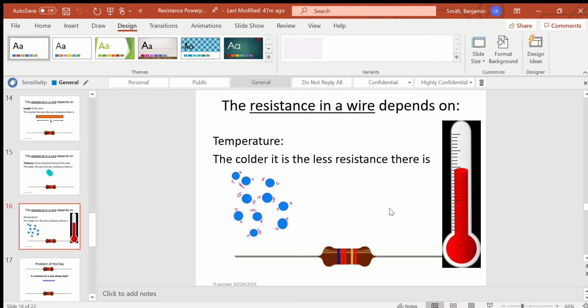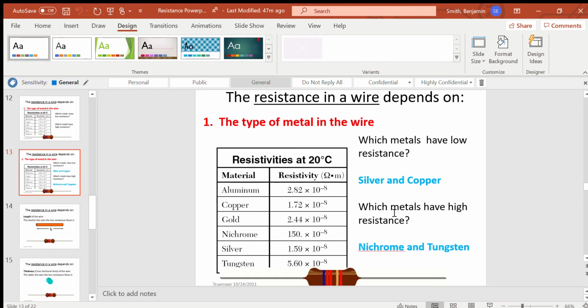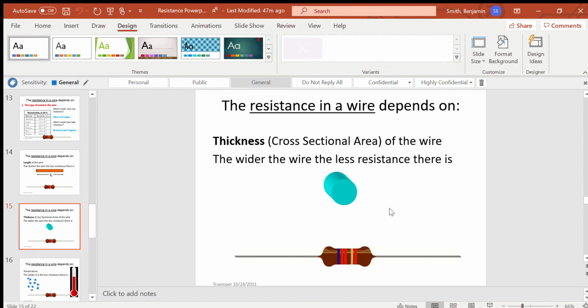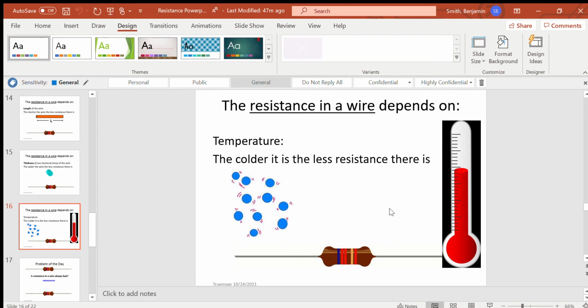So let's review that again. The 4 factors were the type of material, so what the wire is made out of, the length of the wire, the thickness of the wire, and the temperature in the environment.